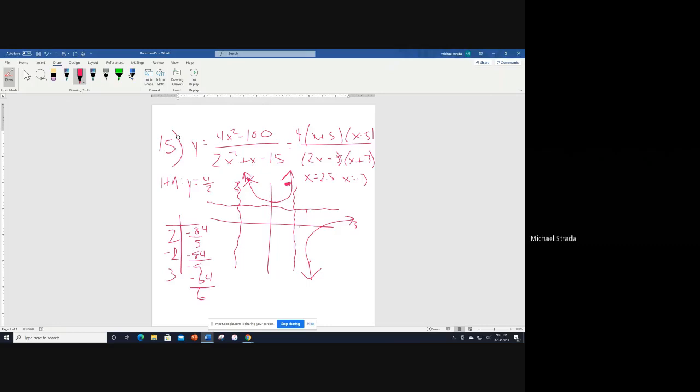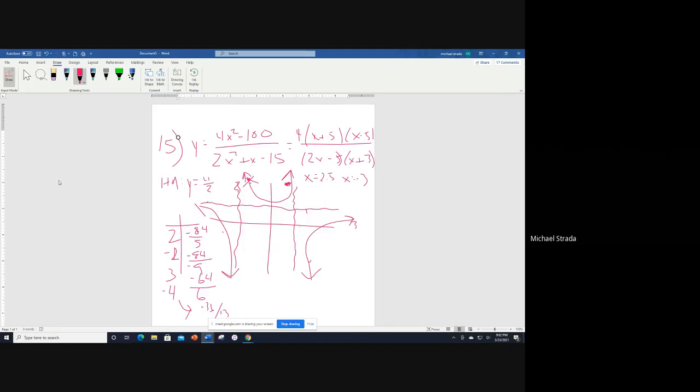And then on the other side of that asymptote, which is at negative 3, maybe I plug in negative 4. If I plug that in, negative 4 squared is 16. 16 times 4 is 64. Minus 100 is negative 36. Over 32, when I square negative 4, minus 4 is 28 over 13. So that's a negative. So that's down here, which tells me that part of the graph is also underneath.